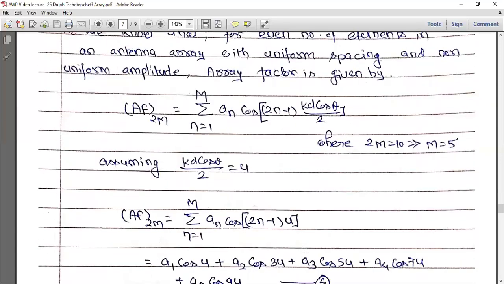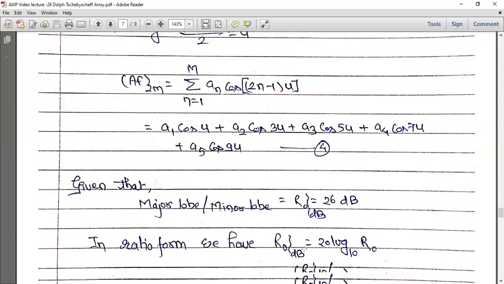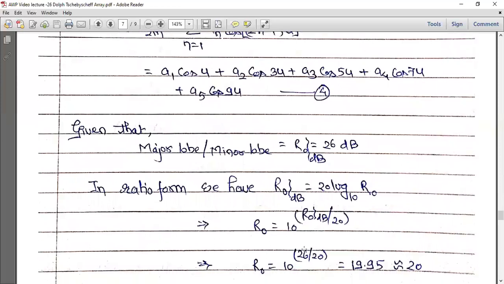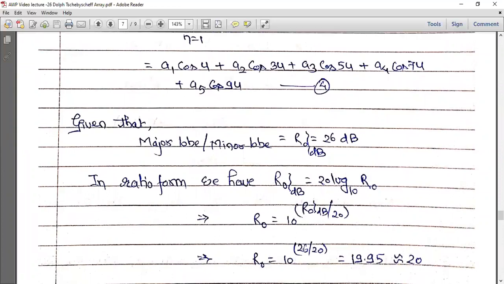Okay, so we have written the expression for the array factor in terms of cos u, cos 3u, 5u, 7u, as given in equation number 4. Now it is given that the major lobe to minor lobe ratio in dB is 26 dB. So when it is given as 26 dB, then in terms of ratio you can find it by comparing to 20 log 10 base R0.